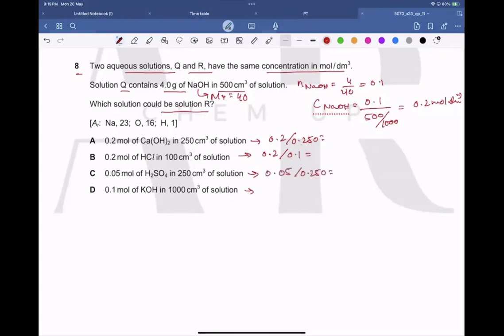Can anyone tell me the answers, please? For the first three options, can anyone calculate the values and tell me the concentrations? Please tell me the values. A is 0.8. So A goes wrong as well. What is B? B, we are getting 2. So B is wrong because here it's 0.2. For C, we are getting 0.2. So C is the correct answer. Is this understandable to all of you?